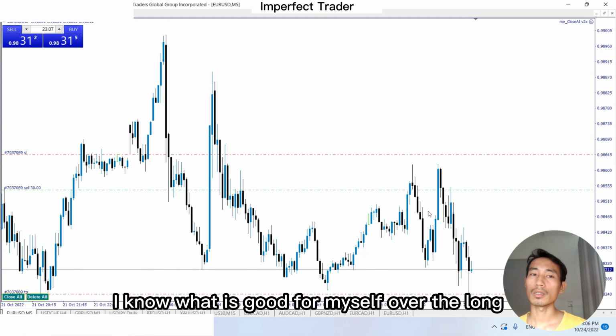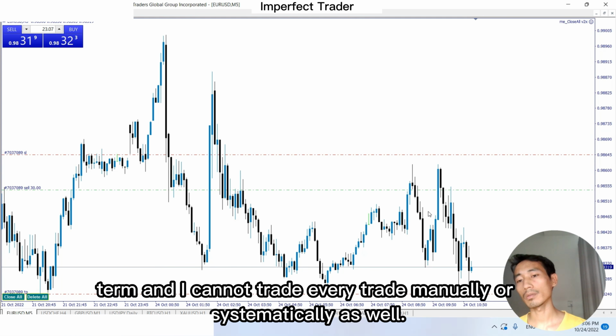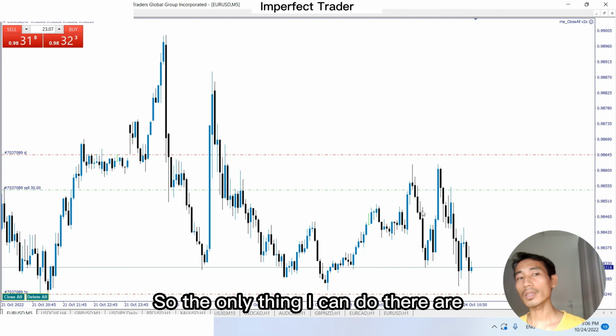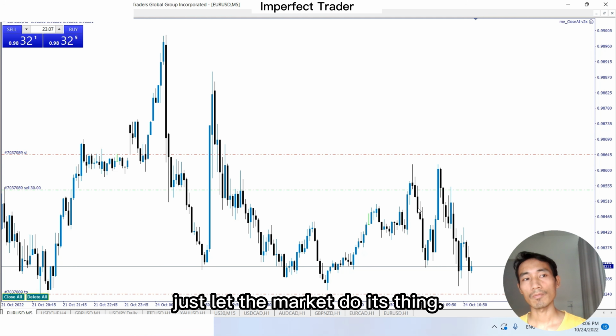I know what is good for myself over the long term, and I cannot trade every trade manually, and I cannot trade every trade systematically either. So the only thing I can do is do some parts manually, and for some parts I just let the market do its thing.